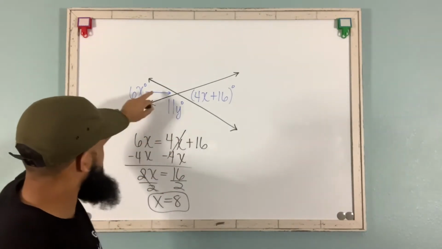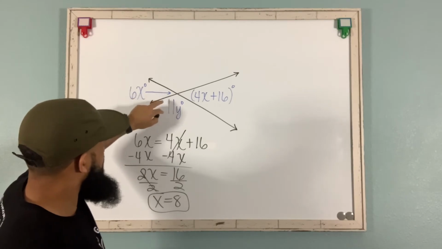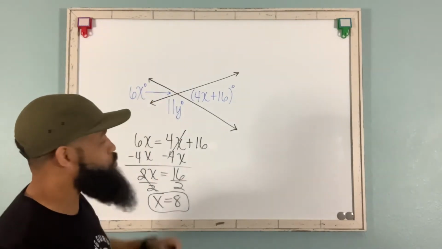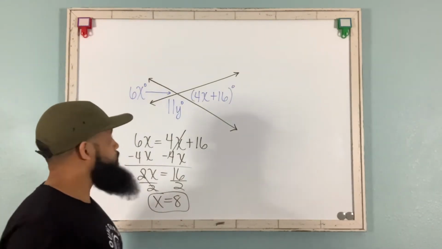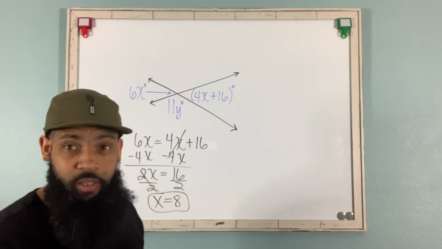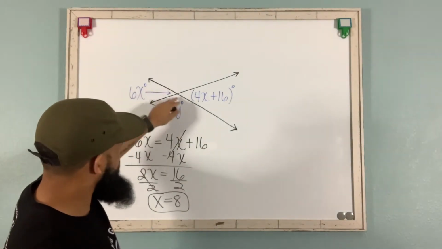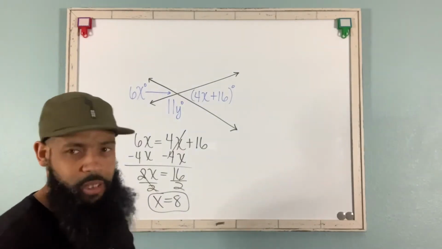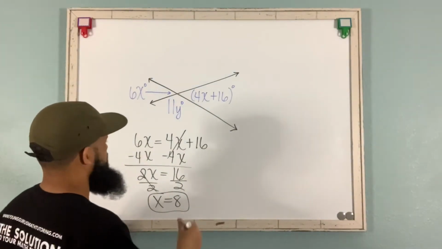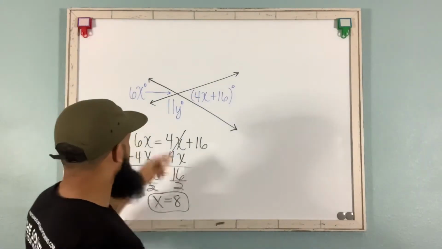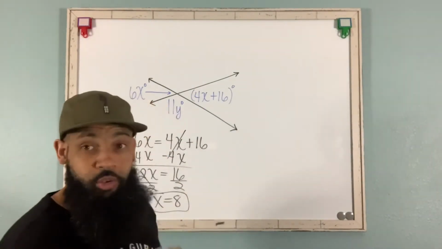So watch this. This angle measure of 6x degrees and 11y degrees, they are supplementary angles, right? They're supplementary angles because they form that straight line. They're also collinear angles. There's several different angle pair relationships. So if these are supplementary, that tells me that they have a sum of 180 degrees.